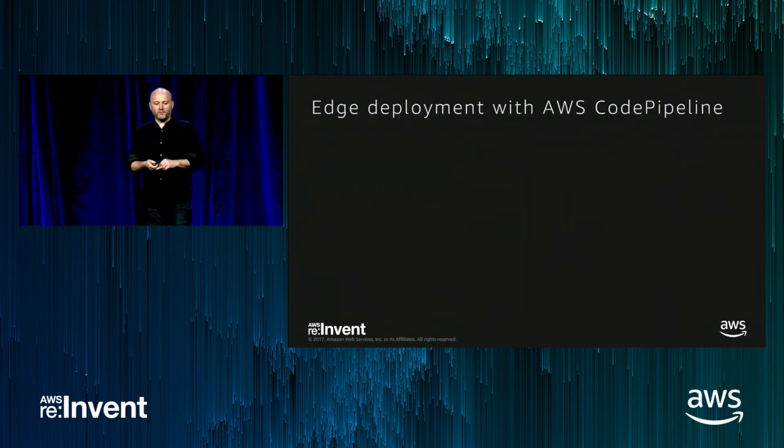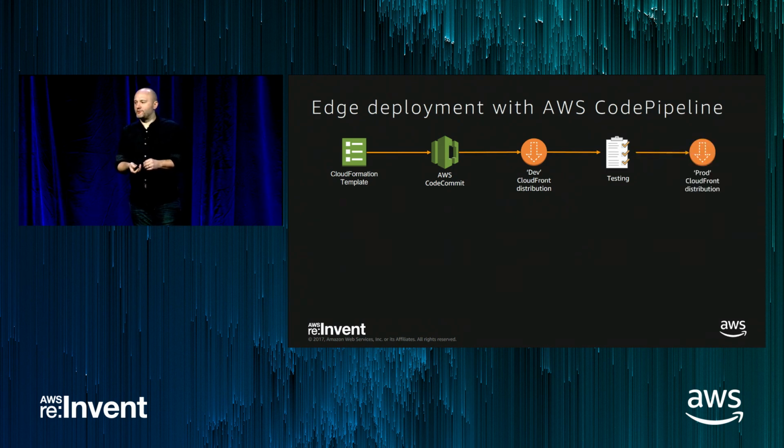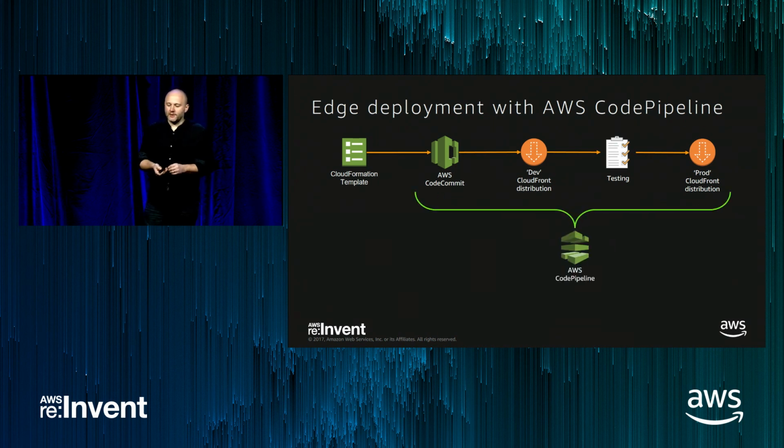And I can also use Lambda Edge on my CloudFront distribution. Now, all of this can be deployed using AWS CodePipeline. So I can have a CloudFormation template. I can use CodeCommit to store that and version it. I can then deploy that to a development CloudFront distribution, do the testing, and then deploy it to a production CloudFront distribution. And all of this can be done using AWS CodePipeline.